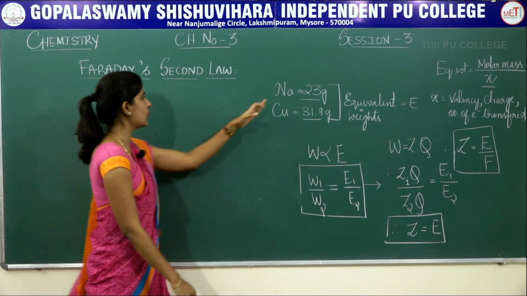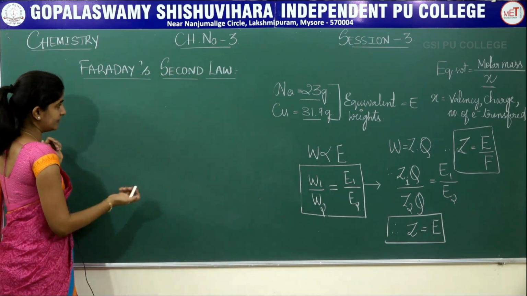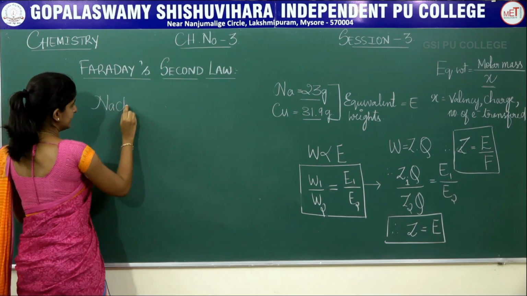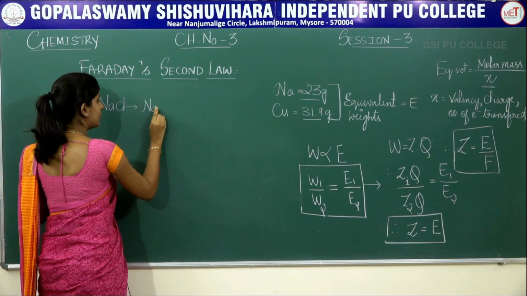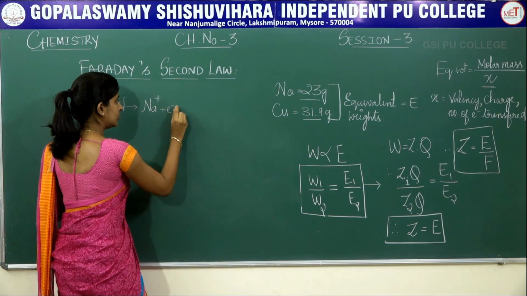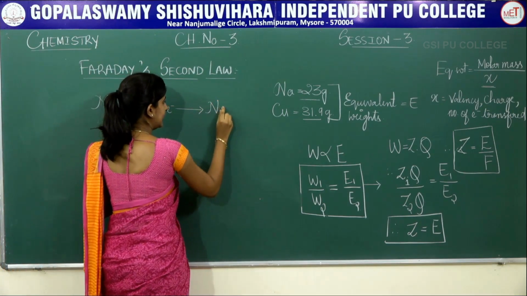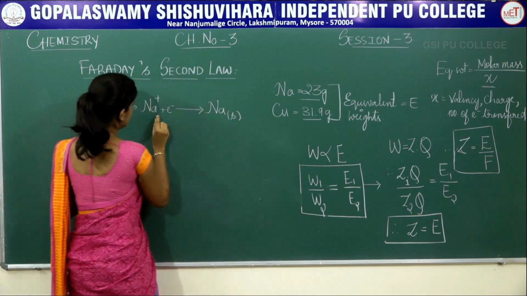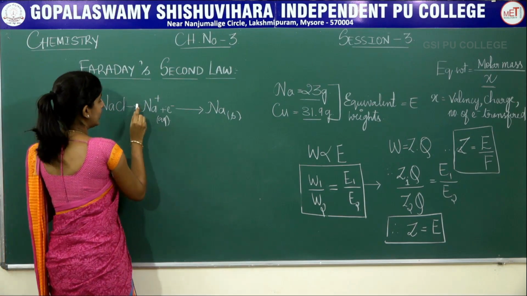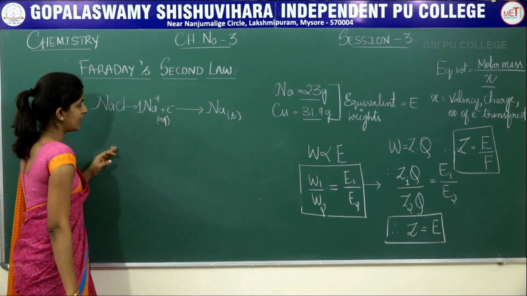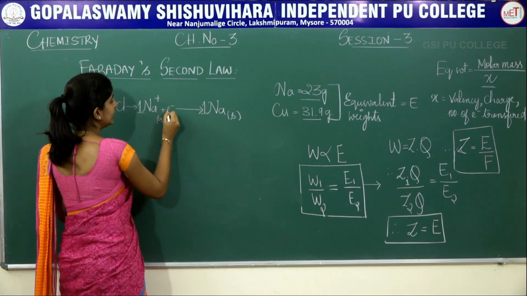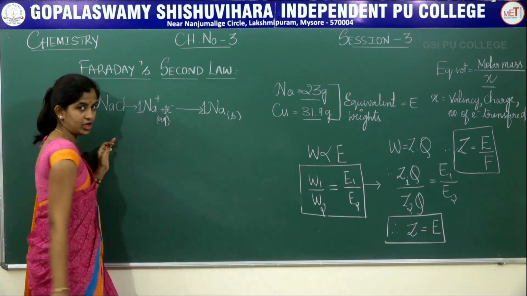Now let us see how sodium gets deposited at the respective electrode. NaCl means sodium is in the form of Na+, which accepts an electron to get deposited as Na. This is solid, and the ion is in aqueous form. This means that to reduce 1 mole of sodium ions into 1 mole of sodium atoms in solid form, it requires 1 mole of electrons.